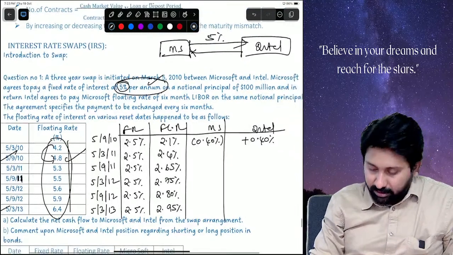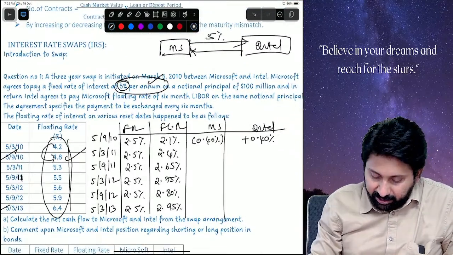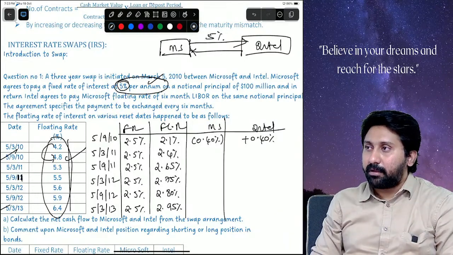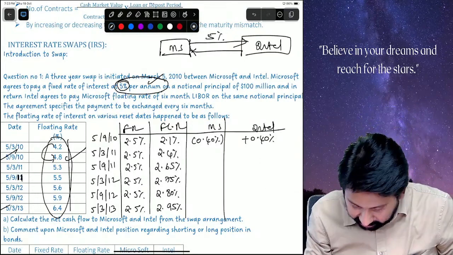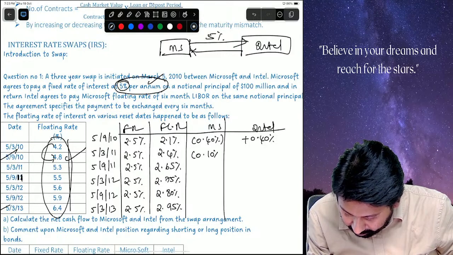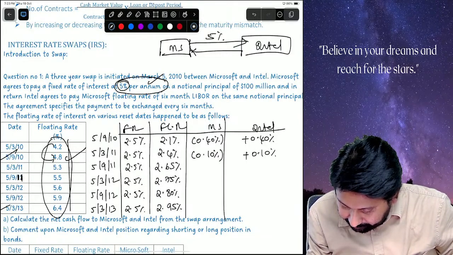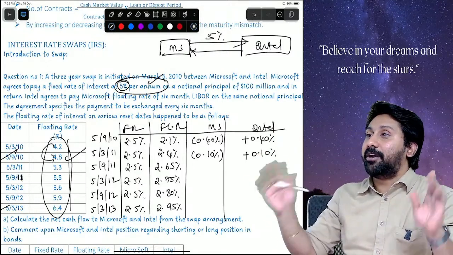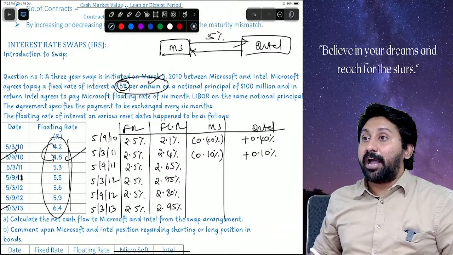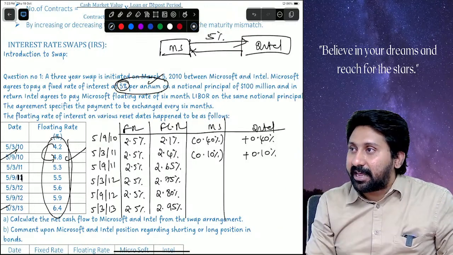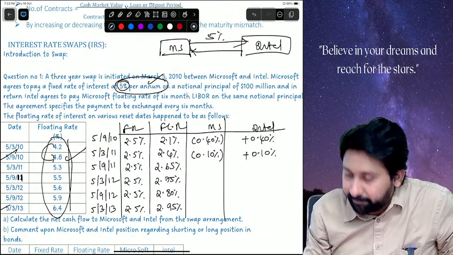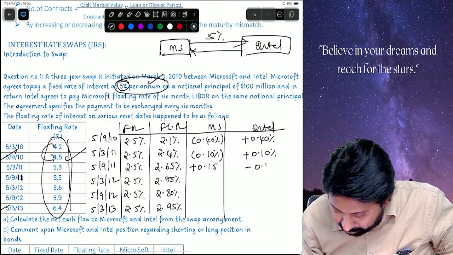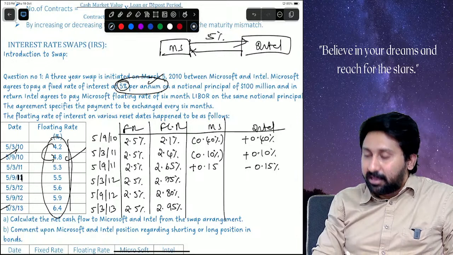Correct? Tell me, not yet completed. You should think again and tell. You should pay me how much? I should pay you how much? How much is the loss for you? 0.1. Gain for me is 0.1. Third one. Situations change now. You should pay me how much? 2.5. I should pay you how much? Gain. How much? 0.15. For you, minus 0.15. Correct?